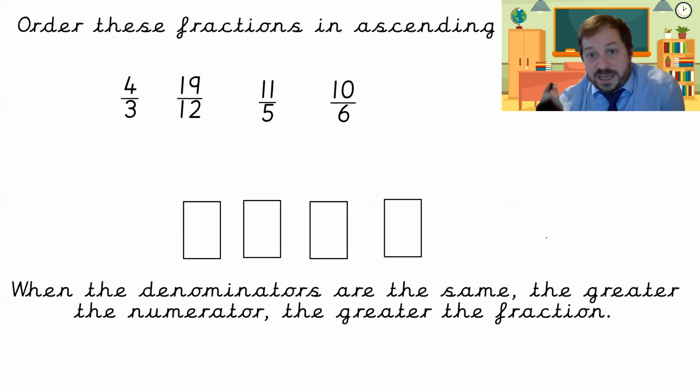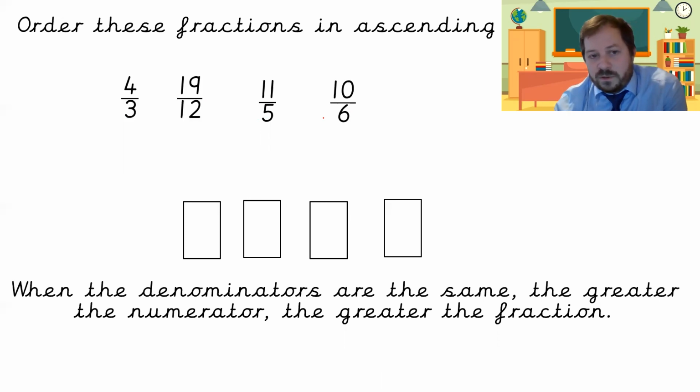So order these fractions in ascending order, so going up again. When the denominators are the same, the greater the numerator, the greater the fraction. That gives us a hint of what we're looking at. We're trying to make the denominator the same. So the denominators, we've got 3, 12, 5, and 6. What's our common denominator going to be?